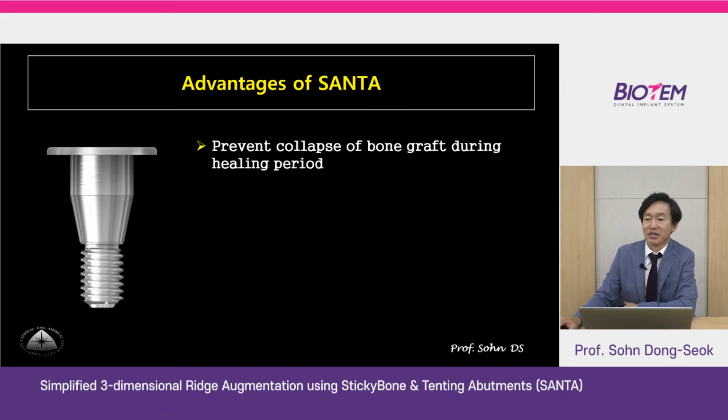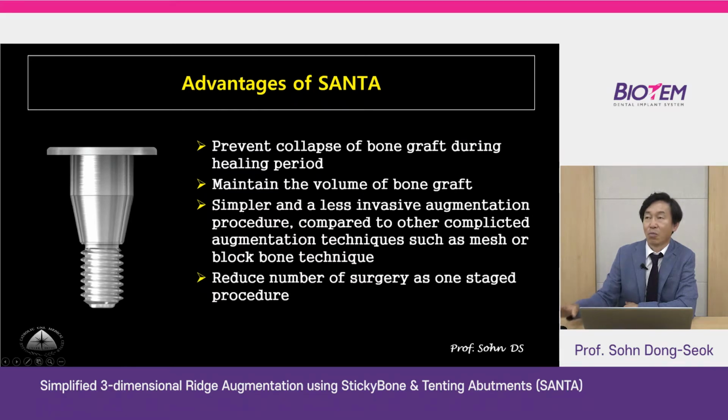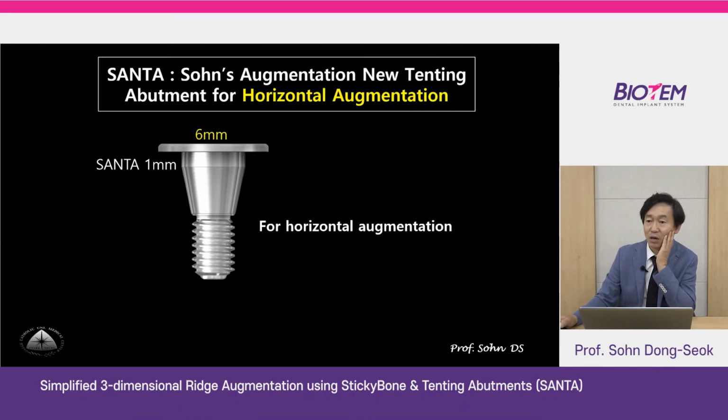Santa has some advantages, as shown on this slide. Santa prevents collapse of the bone graft during the healing period and maintains the volume of grafting materials. And the Santa technique is a simpler and less invasive augmentation procedure compared to other complicated augmentation techniques such as mesh, block bone, or bony plate technique. You need to place the implant at the same time to use the Santa, so you can reduce the number of surgeries as a 1-stage procedure. So you can shorten the edentulous healing time. Okay, let me show you how to use Santa 1 for horizontal augmentation.